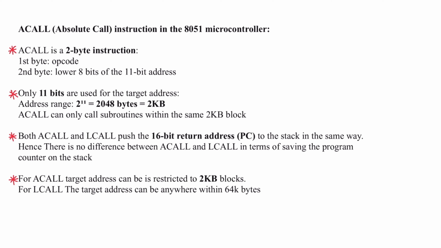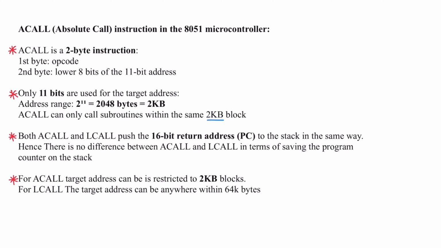ACAL is a 2-byte instruction. First byte is opcode. Second byte is lower 8 bits of 11-bit address. Only 11 bits are used for the target address. Therefore, address range is 2 power 11. 2 power 11 is 2048 bytes, that is 2 KB. ACAL can only call subroutines within the same 2 KB block.